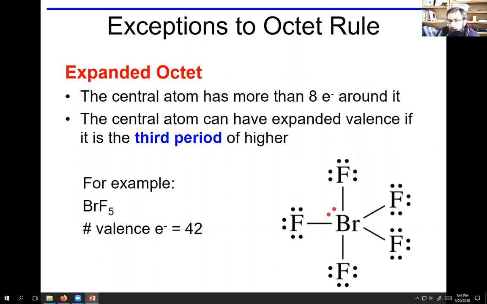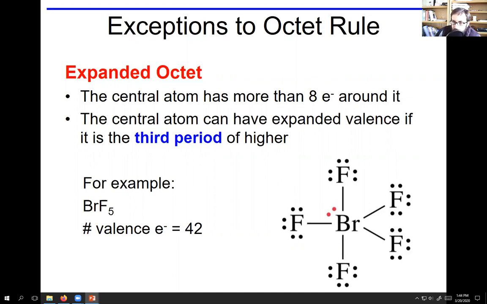But that's not too important. You just need to know that if you're in the third period or higher, you could violate the octet rule, but you're only going to violate the octet rule if you have no other choice. An example would be bromine pentafluoride here.